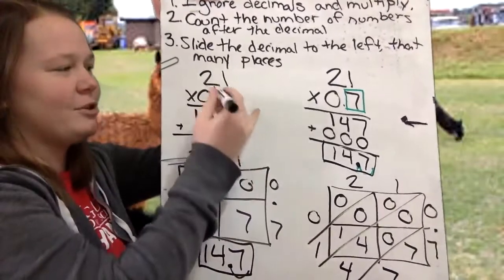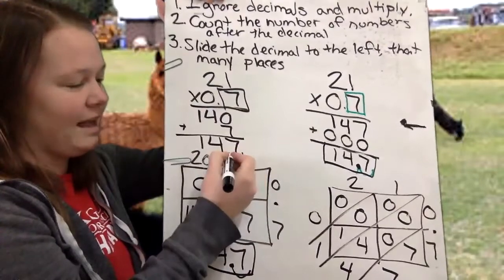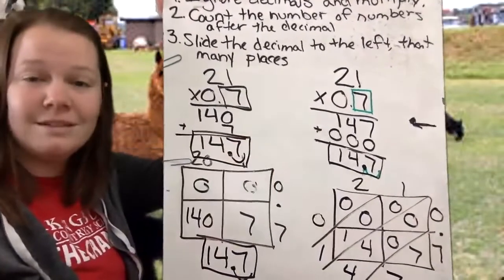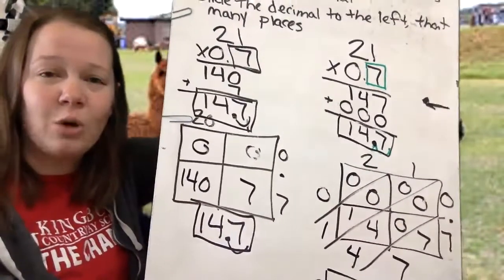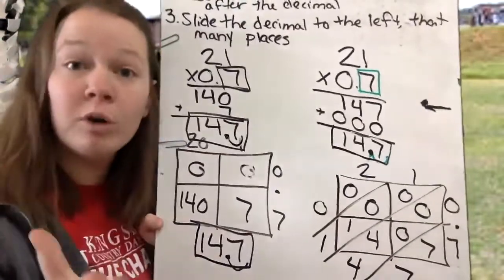Again, how many numbers are after the decimal? There's still 1. Take that decimal, slide it over. There it is, 14 and 7/10. Every single strategy gets the same exact number. So this is my notice saying, do what works best for you.